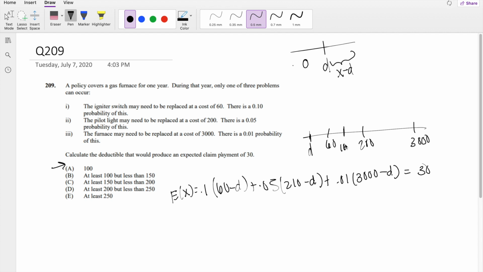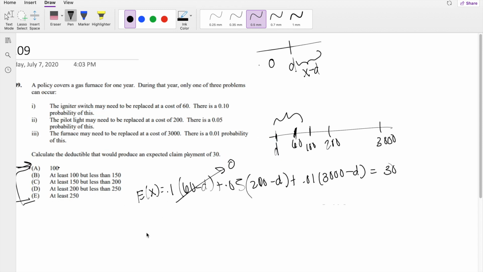If it's 100, no matter what happens to the igniter switch, the insurance company is not going to pay for it. Because if it costs $60 to replace it, this is all coming out of the customer's pocket. So if the deductible is less than 60, which is not even a choice, then this is just going to be 0. Now, if we consider deductibles from 100 to 250, the expectation is going to be equal to 0.05 times 200 minus D plus 0.01 times 3,000 minus D, which is equal to 30.